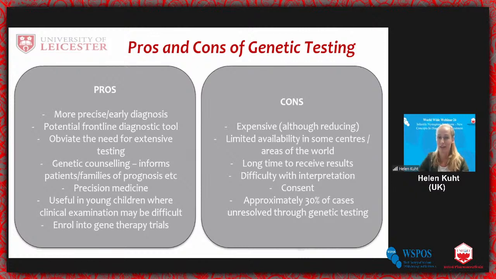However, it is still quite an expensive test, although this is reducing as we learn more and as the technology advances. There is also limited availability in some areas of the world, and it can take a long time to receive results, sometimes between 3 to 6 months. There's also a difficulty with interpretation of the results, and there are a lot of challenges associated with consent. And approximately 30% of cases are still unresolved through genetic testing.